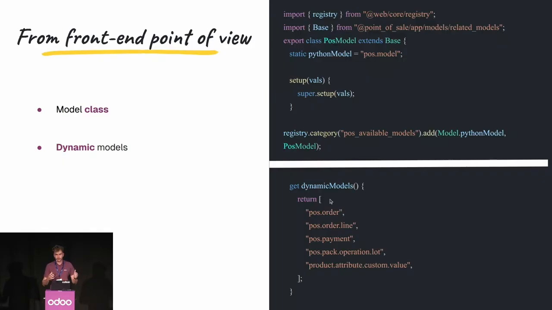In a sense, you can create, for example, an order in the front end. We don't have its ID, but to keep a record of it, dynamic models create a UID for it in the front end, and once it goes to the backend, it will have an ID.